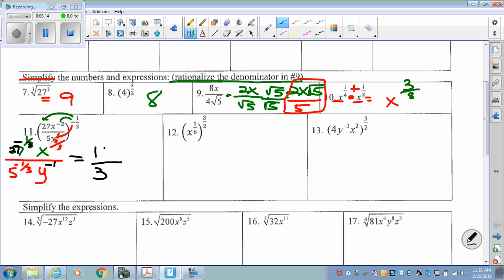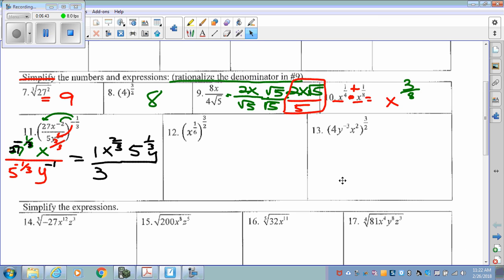And then my x to the 2/3, well, that is already positive, so I'll leave it up there. And then now I have 5 to the negative 1/3 power, so that would go up into my numerator. So I have 5 to the positive 1/3 power. And then also the y is to the negative 1, so that y would go into the numerator. Okay? And I have all positive exponents, so I'll go ahead and just leave it like that.